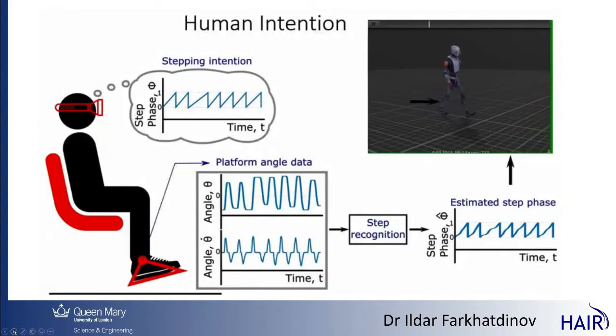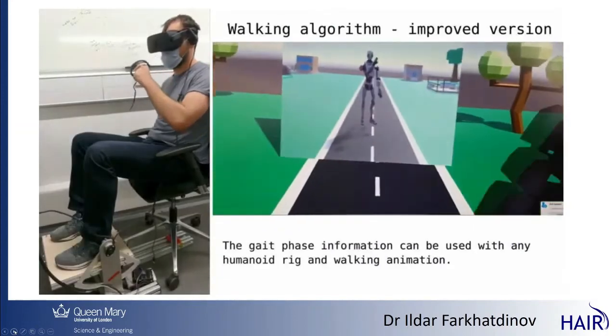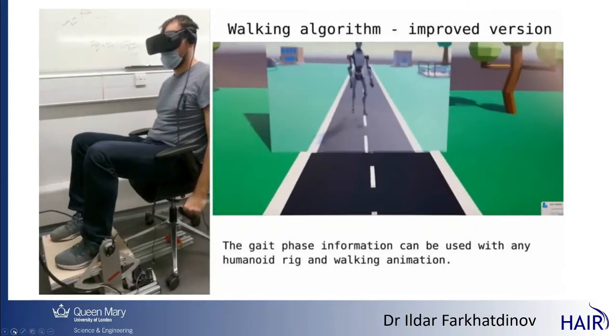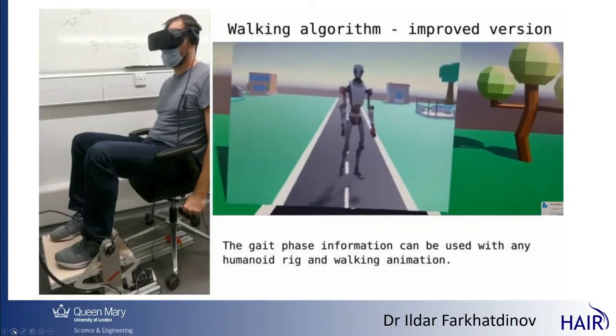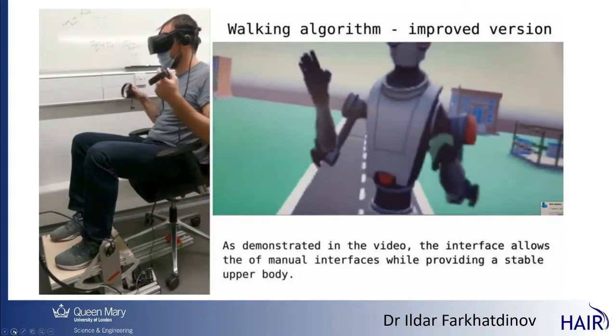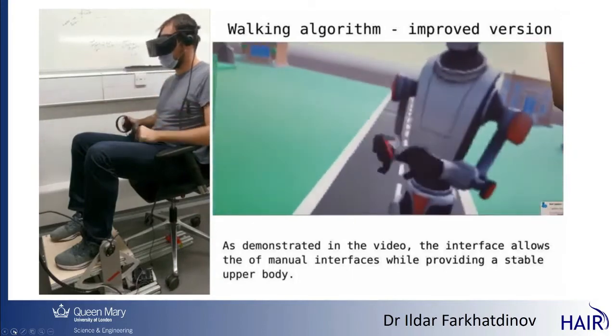This video demonstrates control of a virtual humanlike robot with the help of the developed platform and hand tracking. The platform's foot gesture movements are used to control the locomotion of the avatar, while hand movements are used to control the upper body.